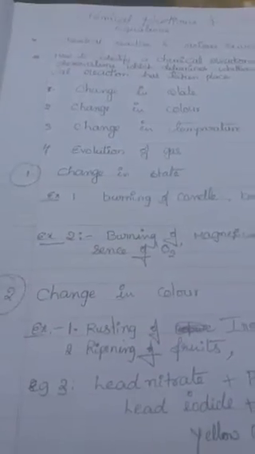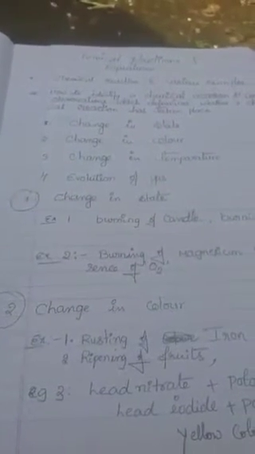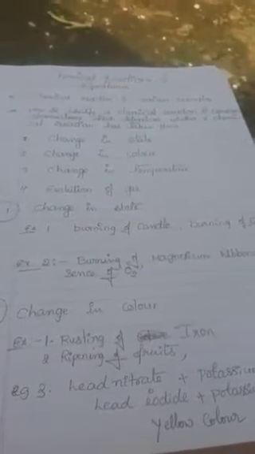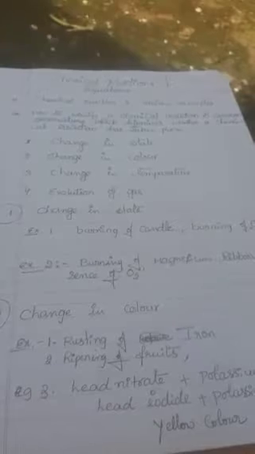Now we will see the next observation, that is change in color. Here, when a substance changes into a new substance, there may be a change in color. If there is a change in color, we can say a chemical reaction has taken place. Now we will see examples for this one also.